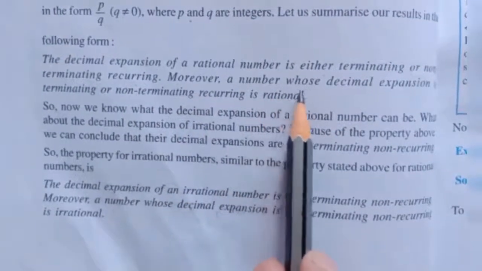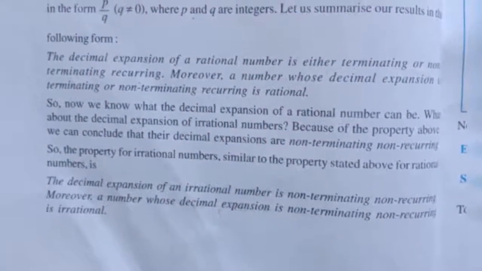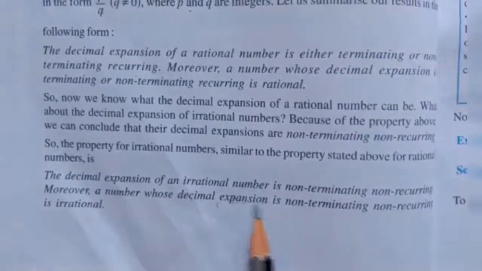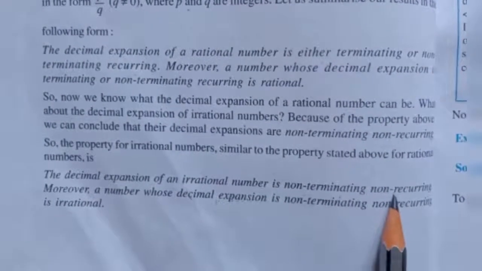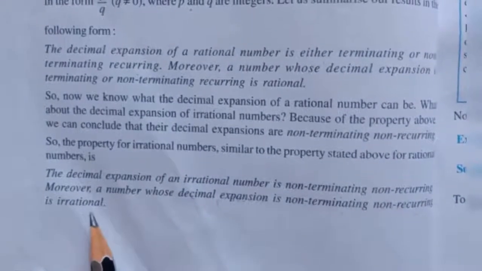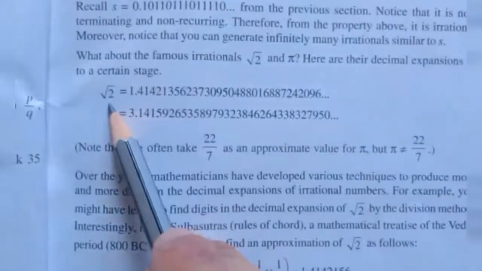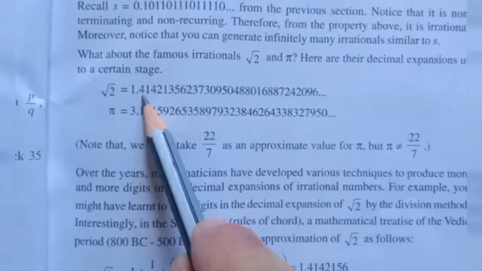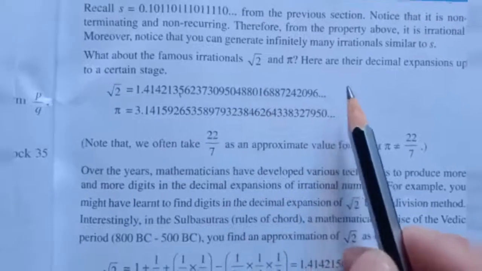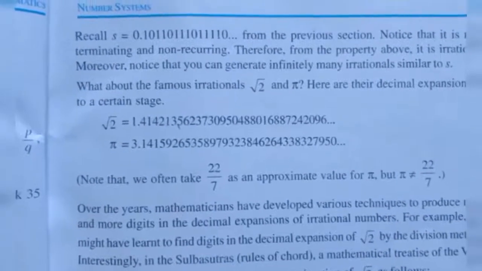Moreover, a number whose decimal expansion is terminating or non-terminating recurring is rational. So, what about irrational numbers? The decimal expansion of an irrational number is non-terminating, non-recurring. Moreover, a number whose decimal expansion is non-terminating, non-recurring is an irrational number. For example, in the decimal expansion of root 2, we can see that after the decimal point, the digits do not repeat, and also the digits after the decimal point never end. So, the decimal expansion of an irrational number is a non-terminating and non-recurring decimal.